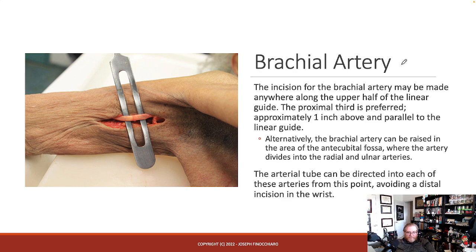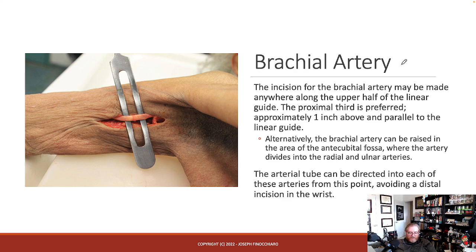The incision may be made anywhere along the upper half of the linear guide. Remember, the upper third is the preferred. Here they call it the proximal third. Approximately 1 inch above and parallel to the linear guide. Alternatively, the brachial artery can be raised in the area of the antecubital fossa where the artery divides into radial and ulnar. Again, whatever your preference, whatever one you like to do. I would probably raise it higher than lower.